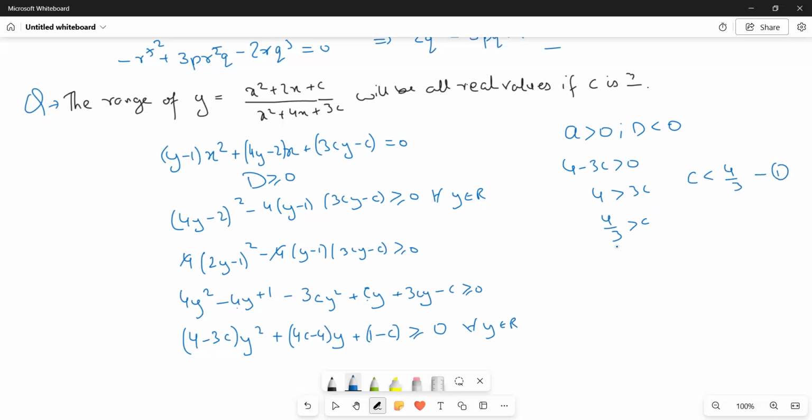Okay, now we will take d less than 0. So its d would be (4(c minus 1))^2, that is 16 (c minus 1) square, minus 4 into (4 minus 3c) into (1 minus c), is less than 0. We need this to be less than 0.